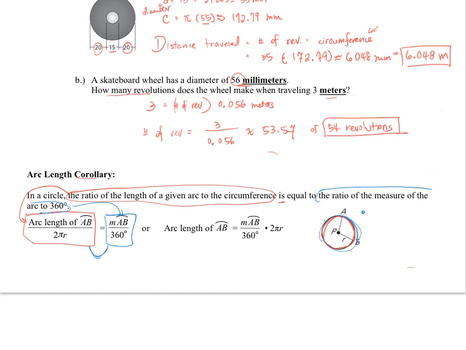So if these two ratios equal each other, I can move 2 pi r to the right hand side of this equation and get this formula. Whenever you want to find the arc length of a given arc, such as arc AB, you can simply take the measure of the arc AB divided by 360 and times 2 pi r. So it would be good to remember this formula.